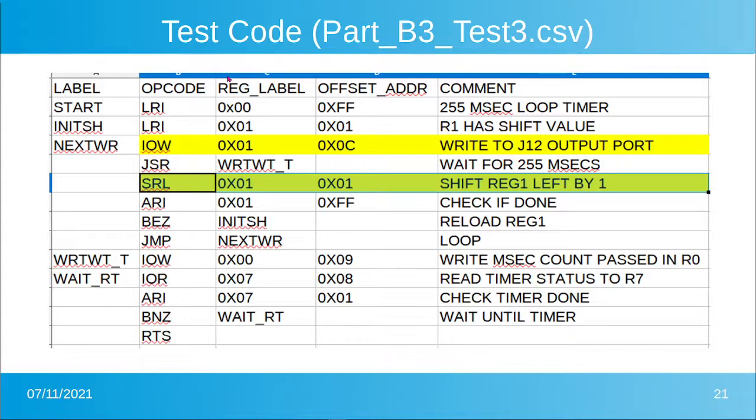Test code is fairly straightforward here, hopefully. We start out by setting up the timer, which we're going to reuse from the timer that we already have, to 255 milliseconds. So give or take a quarter of a second. We'll start out with 1 in R1, which is the bit we're going to shift through the LEDs. We'll write that value out to the J12 port. So that will write that out. The J12 is hooked up to the LEDs.